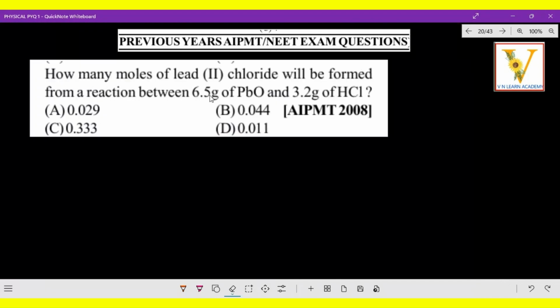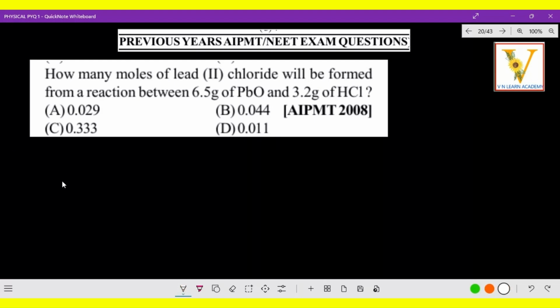In between 6.5 gram of PbO and 3.2 gram of HCl. Now from this question, you are able to identify two points. One thing, you will find the number of moles. Why? Because they have given mass. So given mass by molecular mass gives the number of moles. If you write the balanced equation, you will come to know the clarity. And second point, you have to identify the limiting reagent, right? These are the two main points. Why? Because how many moles of lead chloride will be formed? Lead chloride formed is the product, and this is the reactant. So let me write that equation so that you will come to know the clarity.